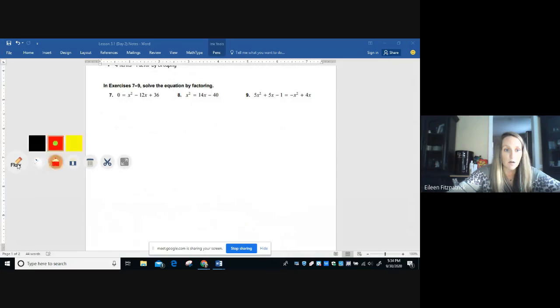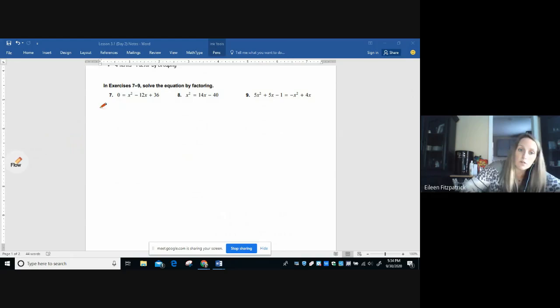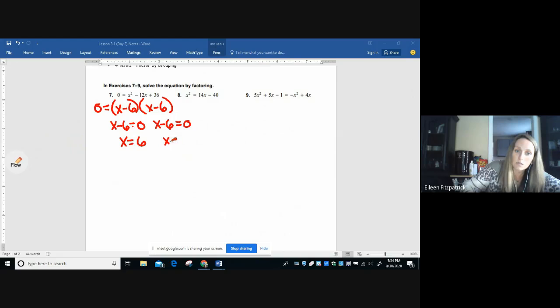The first one is already set equal to 0. There is no GCF. I count the number of terms, 1, 2, 3. There are 3 terms, so I try to do reverse FOIL, guess and check. You try to break it into 2 binomials. What 2 numbers multiply to a positive 36 and add to a negative 12? That would be negative 6 and negative 6. Once you're in factored form, you set each factor equal to 0. This is called the zero product property, and you solve for x. So you get x equals 6, x equals 6.